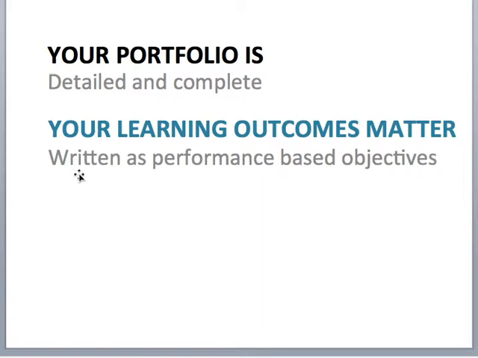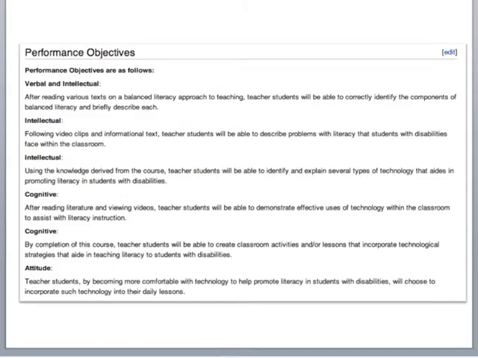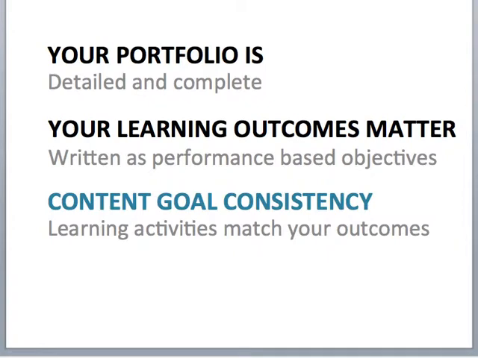After your portfolio, the next criteria is that your learning outcomes are present, important, and written as performance objectives. And here's an example. This particular person broke it out in terms of Chapter 4 and the 5 types of outcomes, but not everybody did.